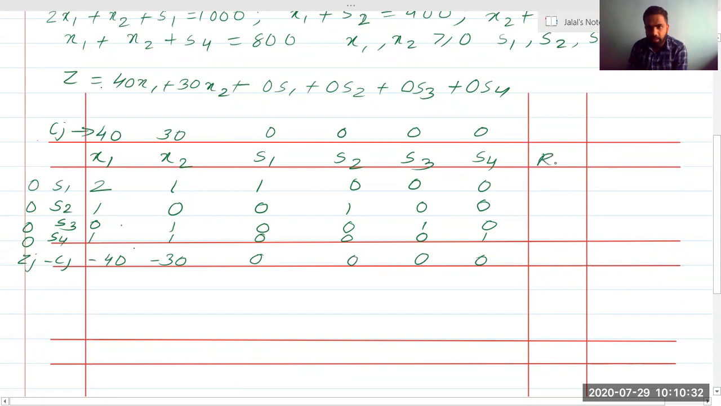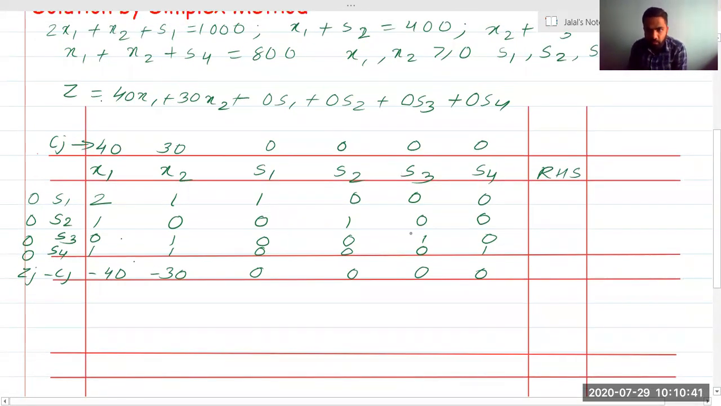We can even write RHS. What is the RHS for our equation? What was the RHS of the first equation? We can see here what was our RHS. First equation was having RHS equal to 1000. We have to write as per the sequence only. We can't write it by our own. Okay, so first is having 1000, second is having 400, third one is having 800, and the last one is again having 800. So we have written the RHS.